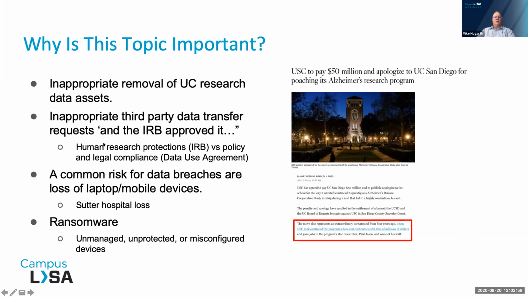This was their own personal account. There was no opportunity, or at least they didn't avail themselves of the opportunity to have a UCSD account at the time. And they uploaded all their data from their project. And then when he was recruited to USC, he downloaded it to USC. That resulted in a lengthy court battle, and everybody's probably seen this, that USC apologized and paid UCSD a settlement.